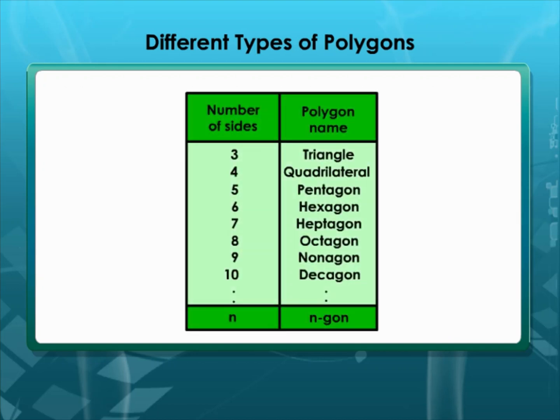Next, let us see classification of polygons. Polygons can be classified and named based on how many sides they have. In this table mentioned are the number of sides of the polygon and name of the polygon.